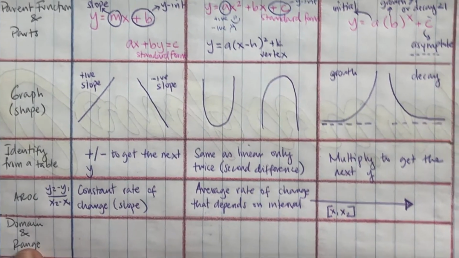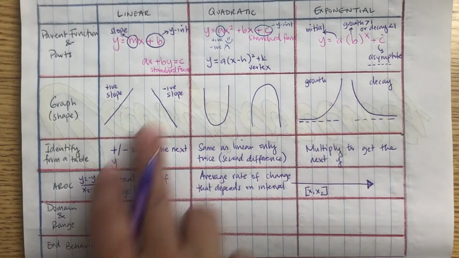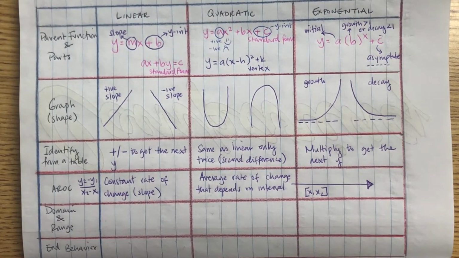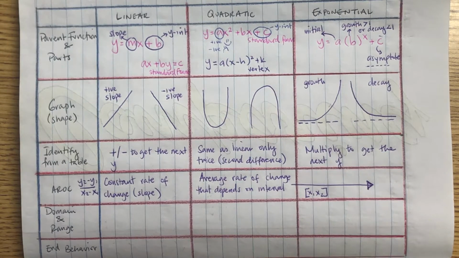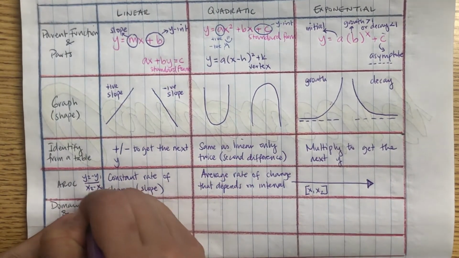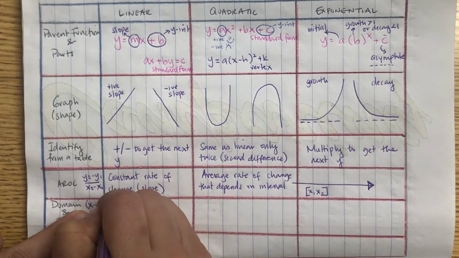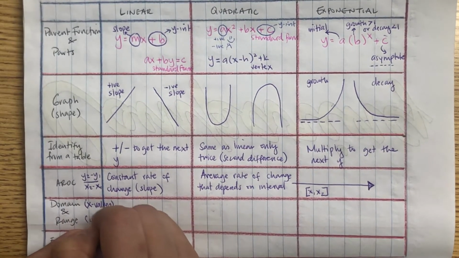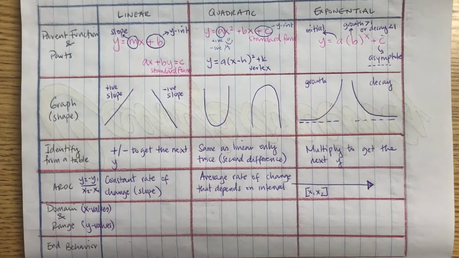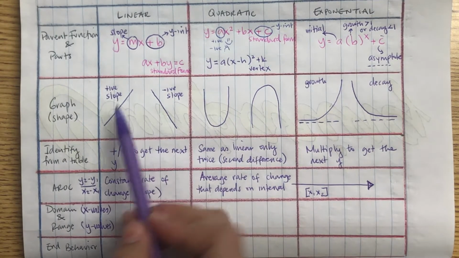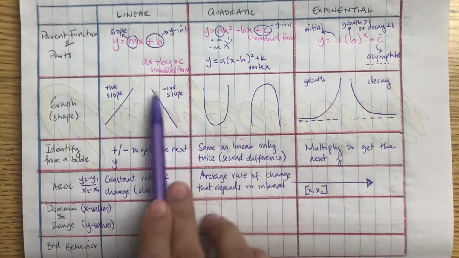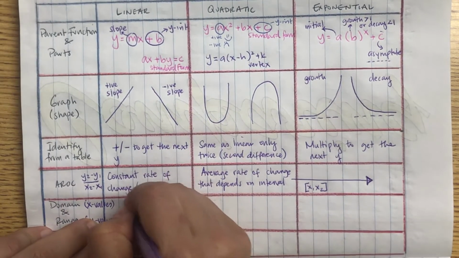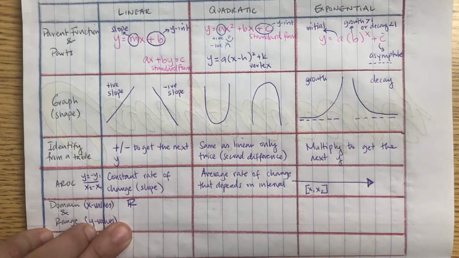All right, domain and range. Domain and range for a linear. Listen, all I need you to do with domain and range for a linear is draw arrows at the end. So remember, your domain is your x values, your range is your y values. Okay. For linear, from left to right, there will always be a graph, whether it's positive or negative. From left to right, there'll always be a graph. So your domain is going to be all real numbers.